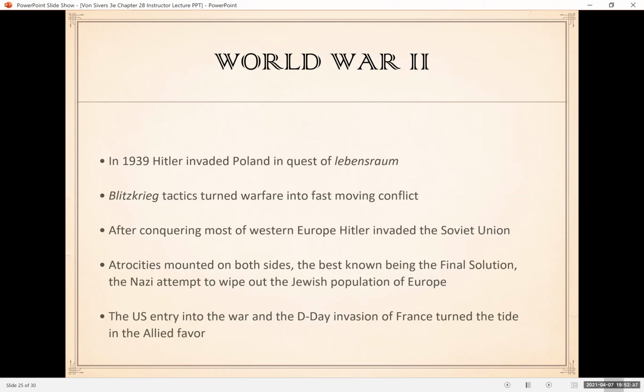The U.S. is very late getting into World War II. We don't join it until December of 1941. We wouldn't have joined it had Pearl Harbor not happened, when the Japanese attack America. But when the Japanese attacked America and the Americans declared war on Japan, then Germany declared war on the United States. So we were in the war.